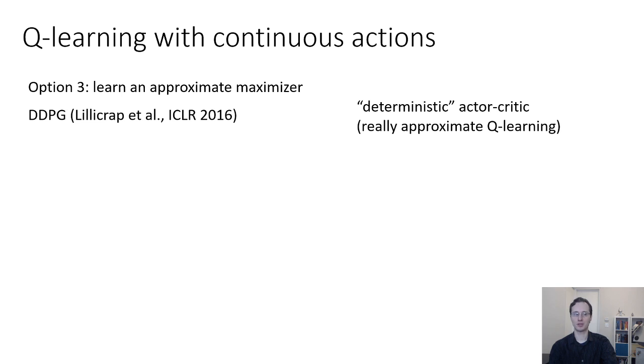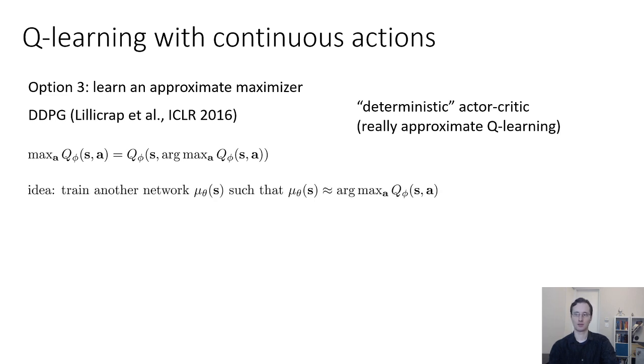This algorithm can also be interpreted as a kind of deterministic actor-critic method, but I think it's actually simplest to think of it conceptually as a Q-learning algorithm. So remember that our max over A of Q phi s, a is just Q phi evaluated at the argmax. So as long as we can do that argmax, we can perform Q-learning. So the idea is to train another network, mu theta s, such that mu theta s is approximately the argmax of Q phi. And you can also think of mu theta s as a kind of policy because it looks at a state and outputs the action, specifically the argmax action.